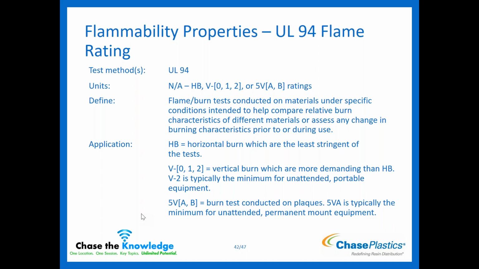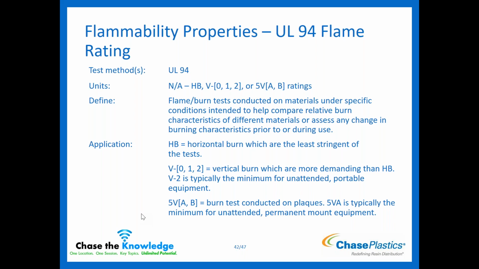So for each particular one, there's different circumstances in which you'll test it. And then there's different criteria that needs to be met to get those ratings. So your HB from the ever clever UL is horizontal burn. So we'll burn it horizontally. It's one of the least stringent tests that you're going to see on there. And then you have your V0, V1, V2. So V for vertical, also very clever for that one. They're more demanding than your HB.